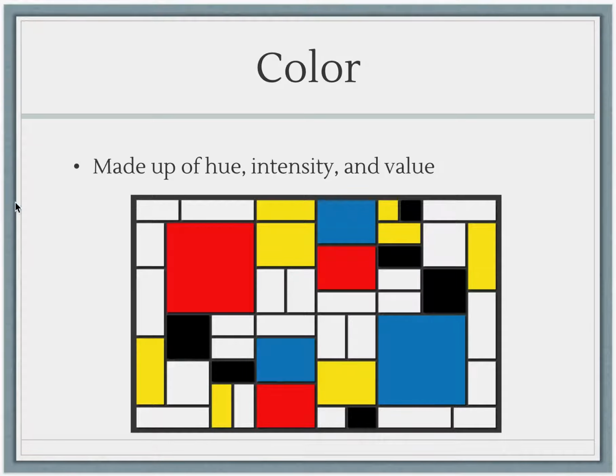Color. Color is made up of three different properties: hue, intensity, and value. This artwork here uses our primary colors, red, yellow, and blue, which we use to mix all of our other colors.